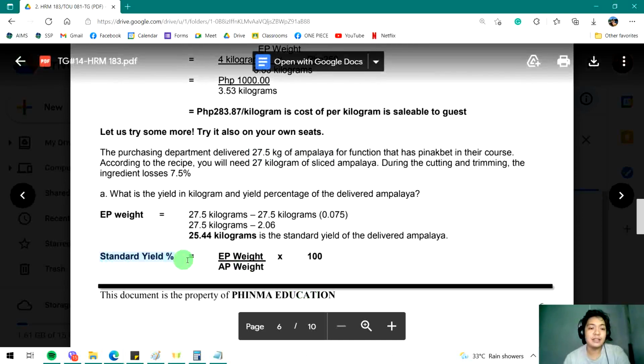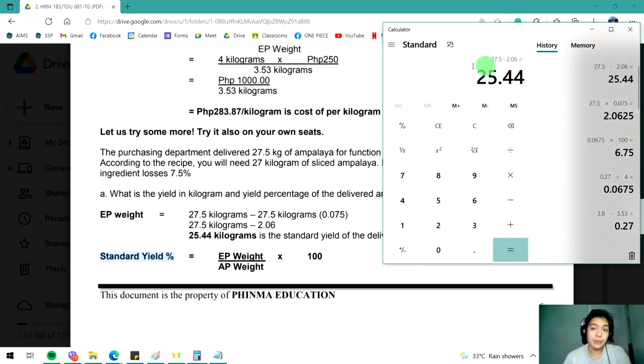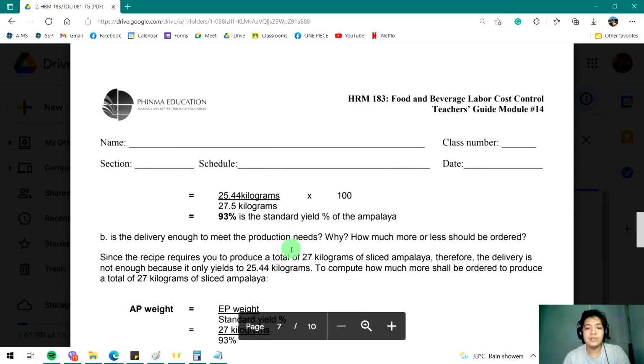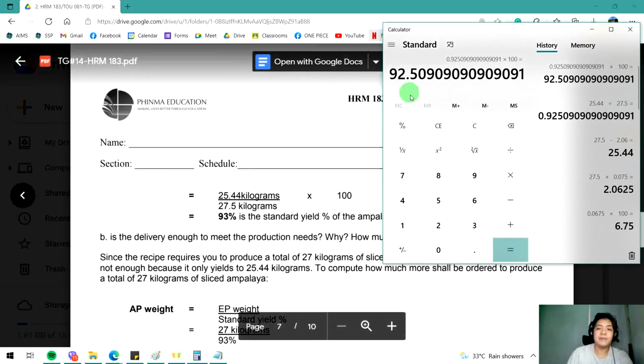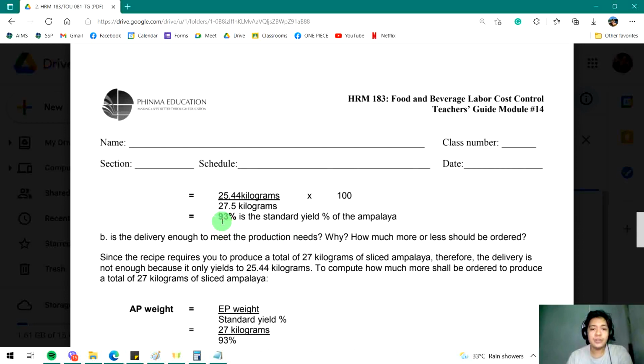Now, we have to get the standard yield percent or kung ano yung percentage ng 25.44 na ito. What we're going to do is to divide 25.44 over AP weight, which is 27.5 kilograms. Ayan. And then multiplied by 100. So, ibig sabihin, lumalabas na, tama ba? Tama naman. If we will round this off, magiging 93% siya. So, ayan yung standard yield percentage niya. 93%.